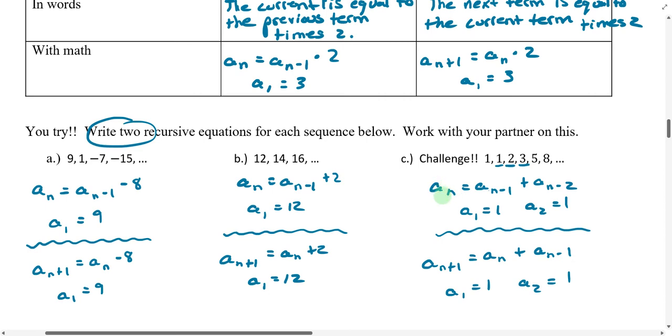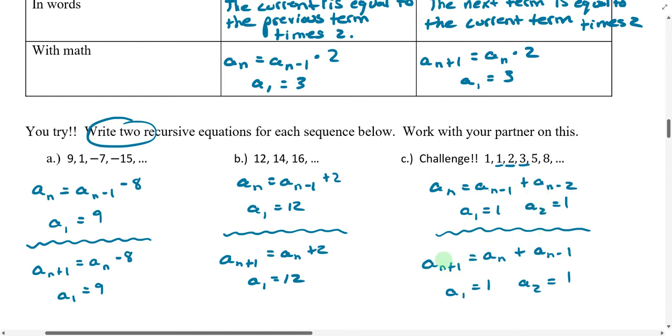The other thing that's special about the Fibonacci sequence is the way that it starts. It starts off with the same number twice, 1 and 1. So we have to define not only a sub 1, but a sub 2, the first and the second term for the Fibonacci sequence, because it needs 2 numbers to get started, okay?